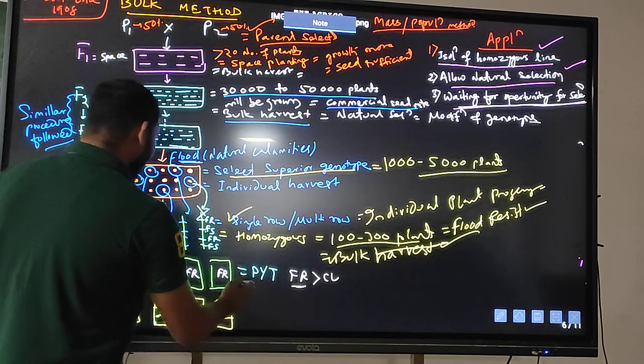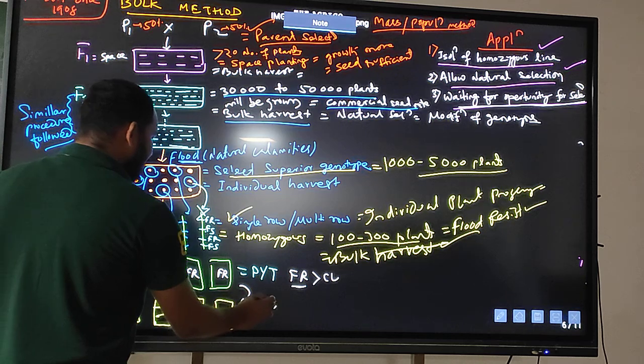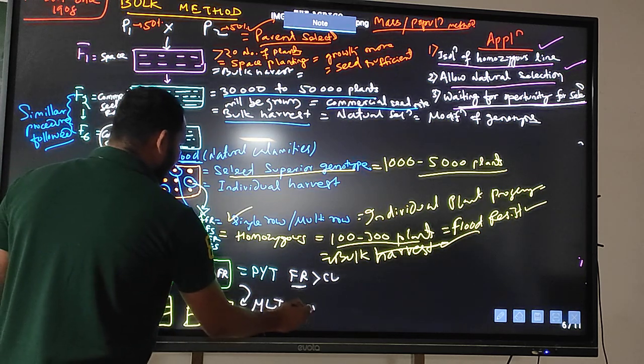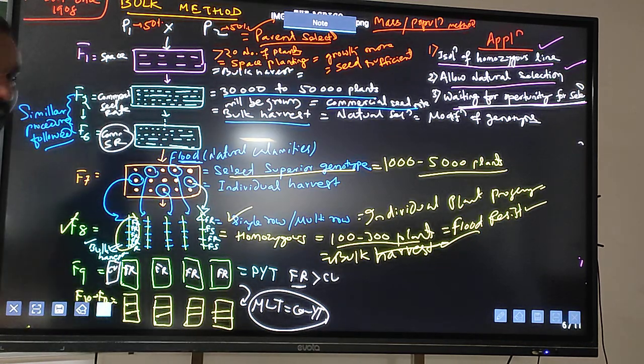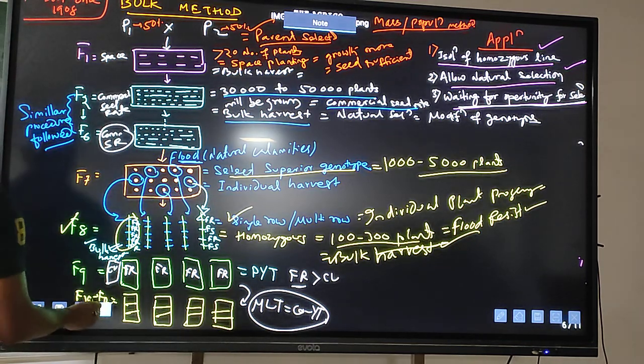If it is more, then go for the multi-location yield trial, or it is known as coordinated yield trial by means of the All India Coordinated Research Project, AICRP. Okay. So this is the thing.